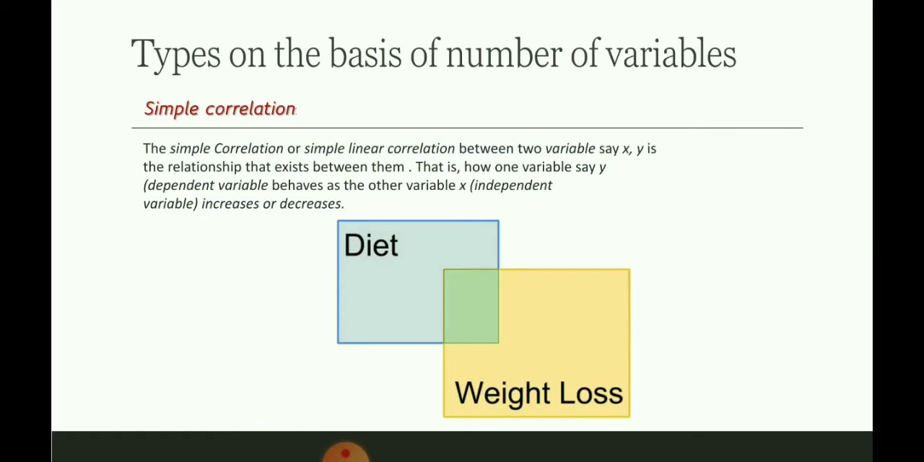Then the second basis is on the number of variables. On the number of variables, the first correlation type is simple correlation. As I have told you, when we study the correlation between two variables only, x and y, like in this picture you can see, we have taken only two boxes, one representing diet and the other representing weight loss. So we have to find the connection between diet and weight loss, whether they are related with each other or not, or if they are related, how strongly they are related. This type of correlation between two variables is called simple correlation.